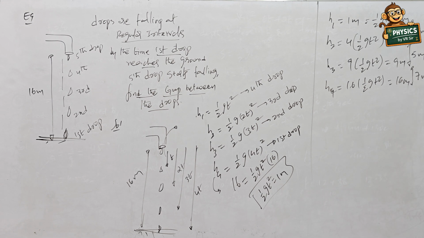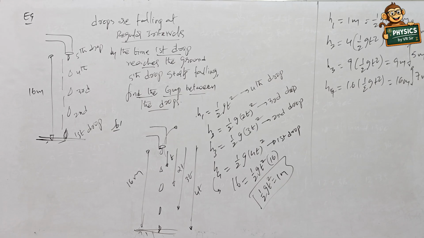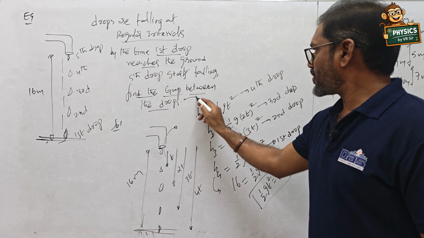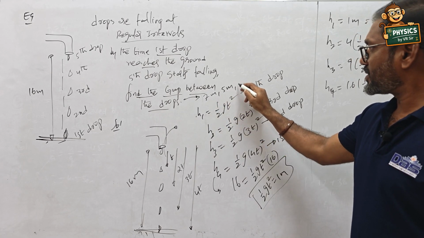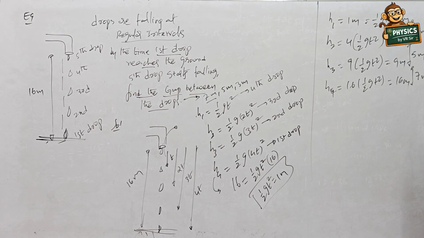What is the gap between the first drop and the second drop? 7 meters. What is the gap between the second and third drop? 5 meters. What is the gap between the third and fourth drop? 3 meters. So that is what they ask us: find the gap between the drops. They are nothing but 7 meters, 5 meters, 3 meters. This is the gap concerning the drops. Okay. Thank you.